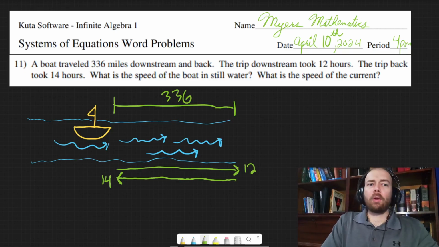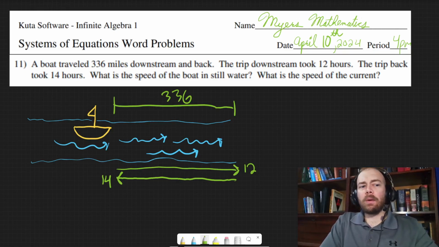Okay. So anytime you're dealing with boat and stream, or let's say plane and wind, those are the top two by far. There's other ones, I'm sure, but things where you have some sort of vehicle, and then you have some sort of nature affecting the rate. So rate is what we're talking about here: distance, rate, time.